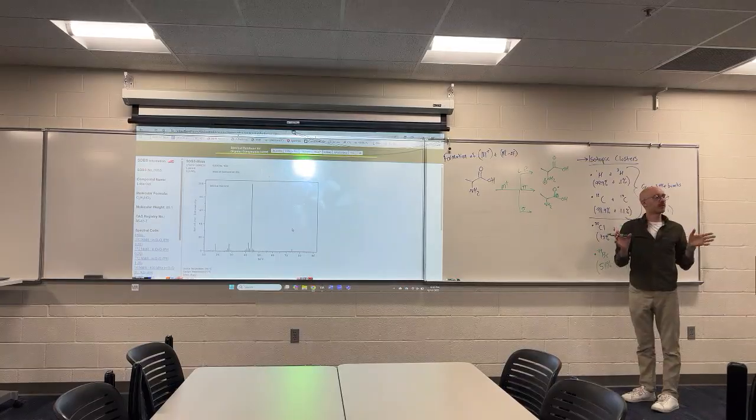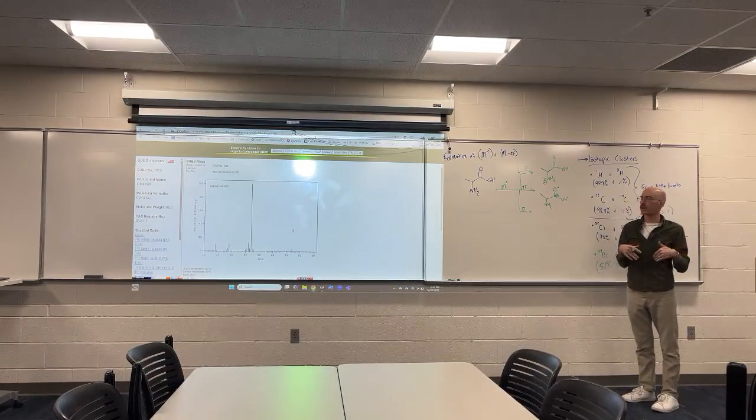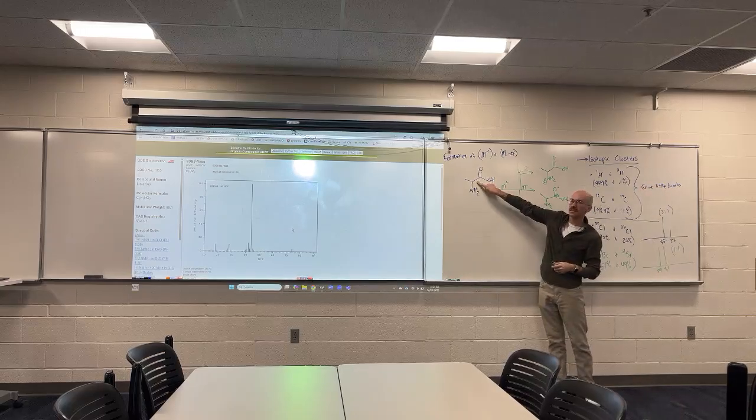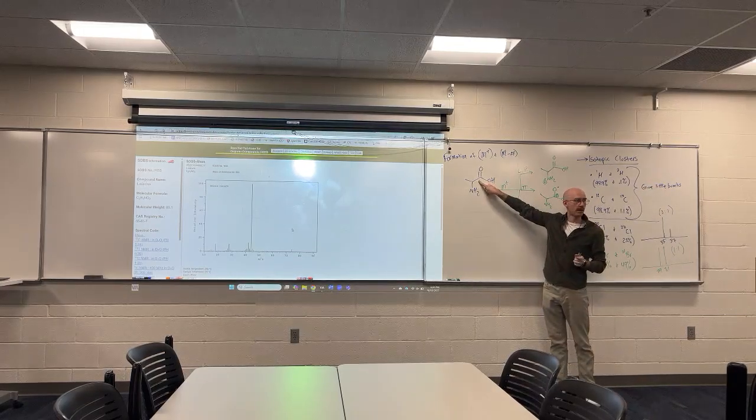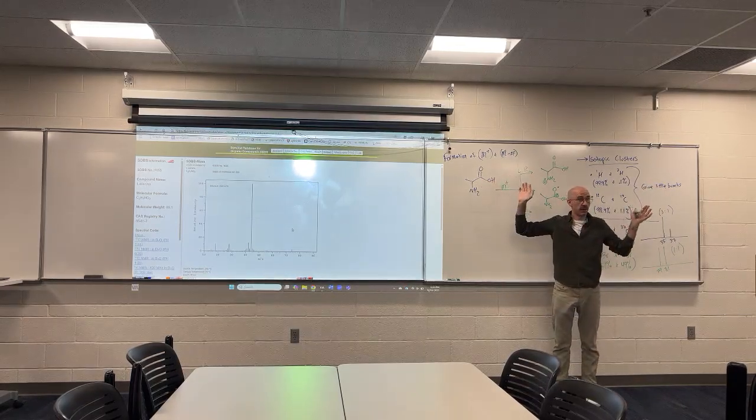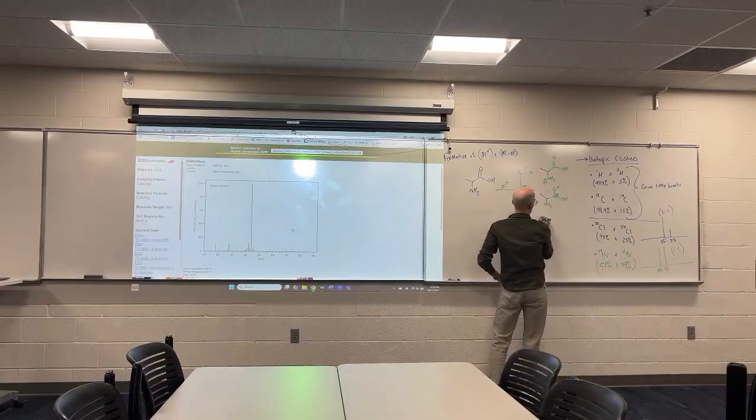I could pull this from a lot of places. Do you agree? I'm going to pull this from this sigma bond, the carbon-carbon sigma bond. I could pull it from anywhere. Here's what the molecular ion would need to look like.